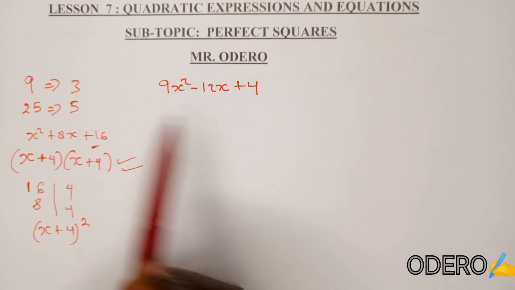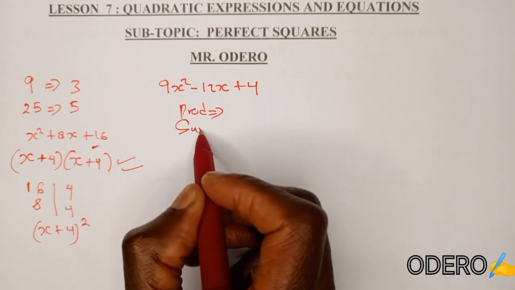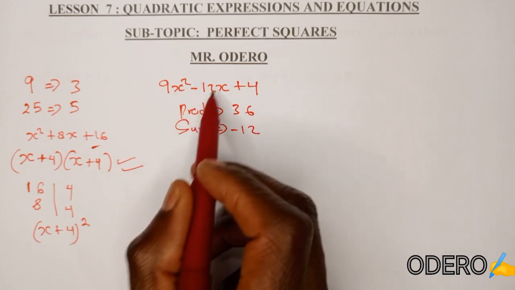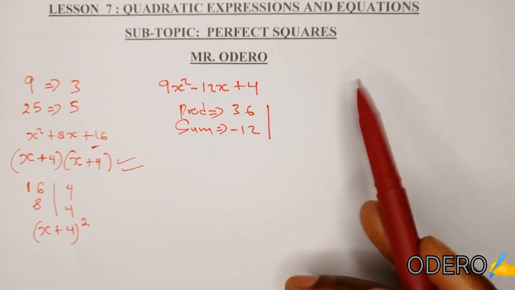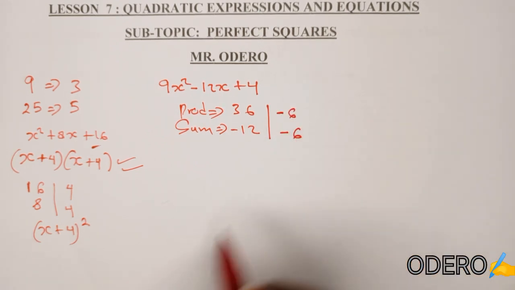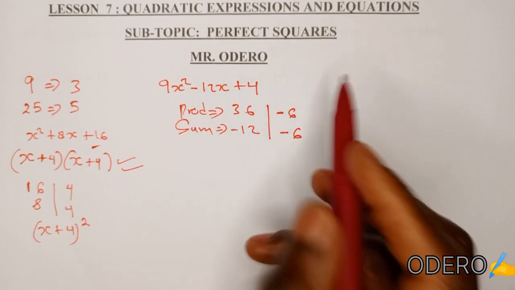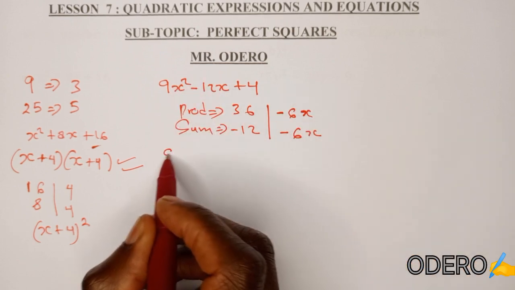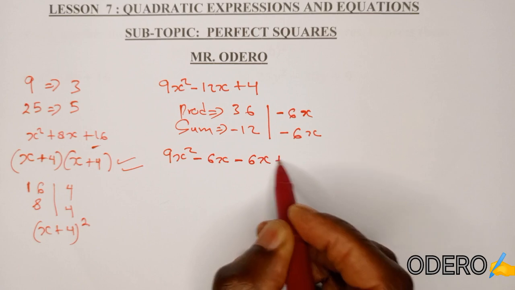If you factorize this one, we come up with a product and sum. The product is 36 and our sum here is negative 12. So we look for two numbers that when you multiply them you get 36 and when you add them you get negative 12. That will be negative 6 and negative 6. So we substitute the negative 12x with these two, and we'll have 9x squared minus 6x minus 6x plus 4.